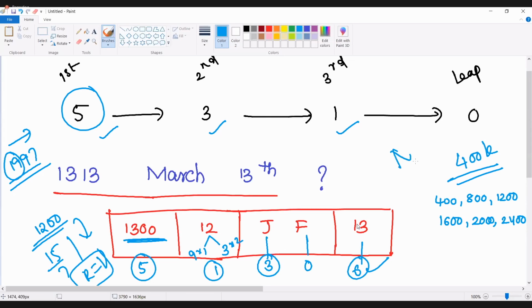So like that you can take any date and you can find out the day of that particular date. That is how you can calculate the questions which are related to calendars. So whatever the date is, you can just use that concept in order to find out the day of it.